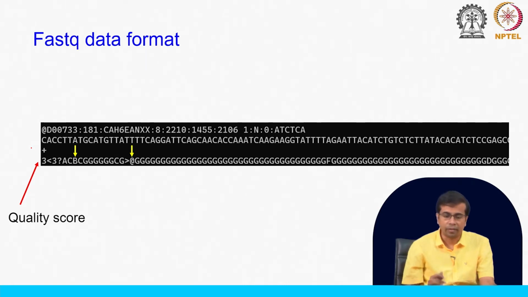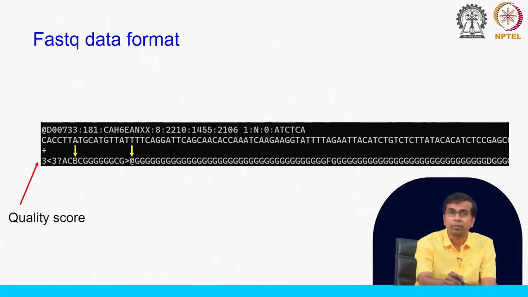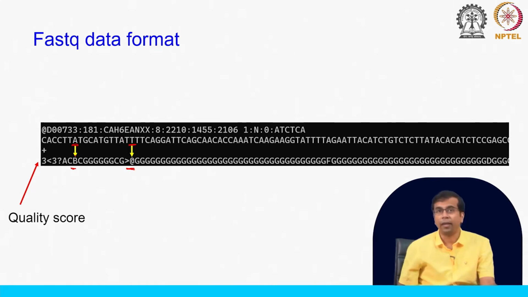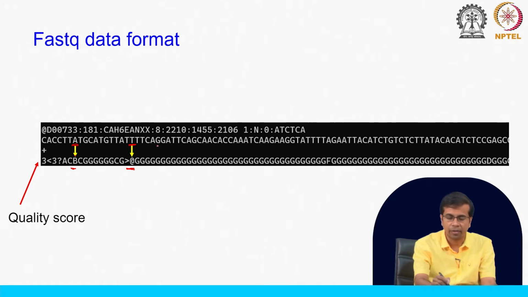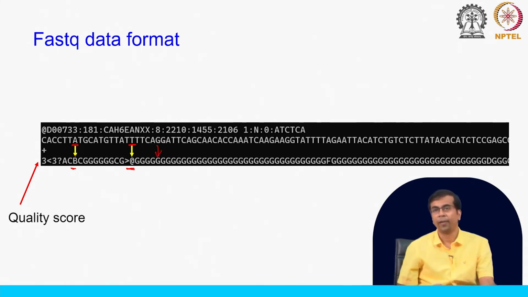One thing you should notice is that this quality score B here is for this base A, and this quality score at the rate is for this base T. So, you have this one-to-one correspondence, and you can simply read the quality score down here. This is something that is very convenient in the FASTQ format.